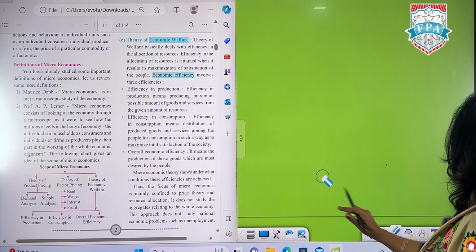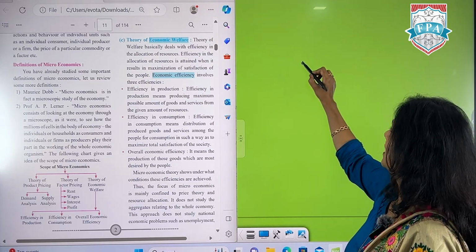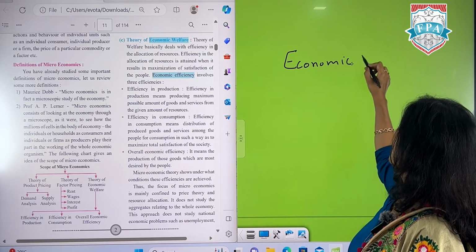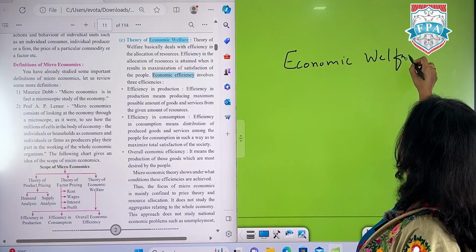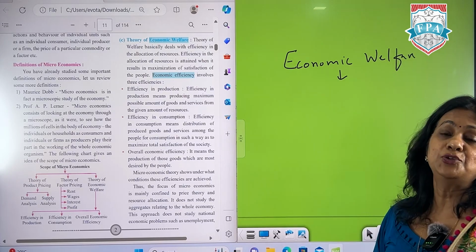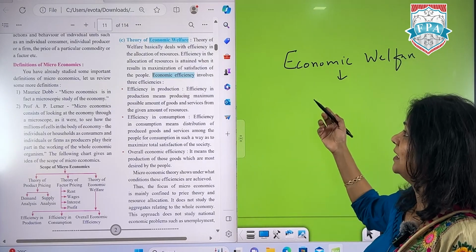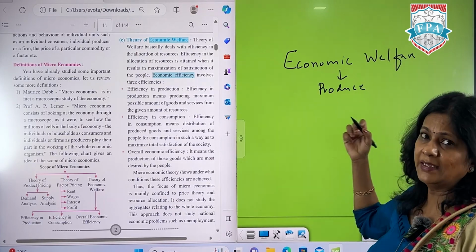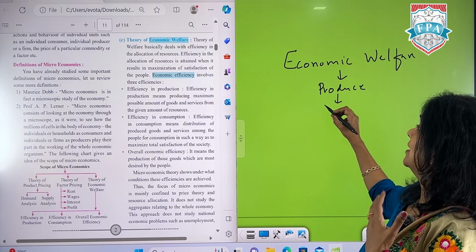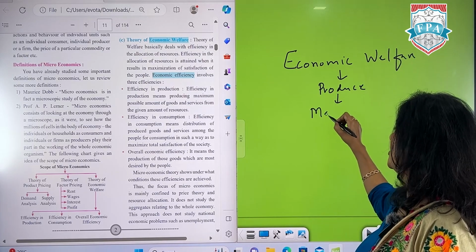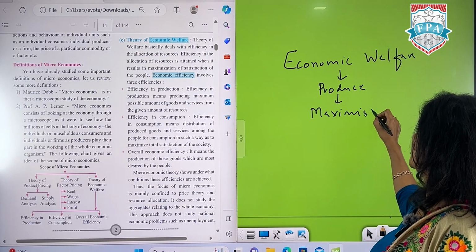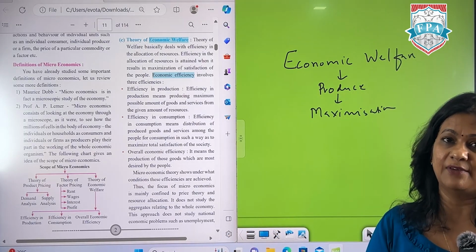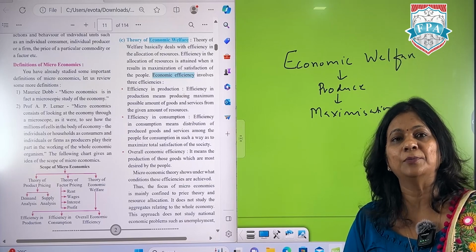Now guys, whenever we talk about economic welfare, you need to understand that we need to produce or do anything for the purpose of maximization of satisfaction of the people. Ultimately, what is our purpose? How will there be welfare? When the people are going to be happier.